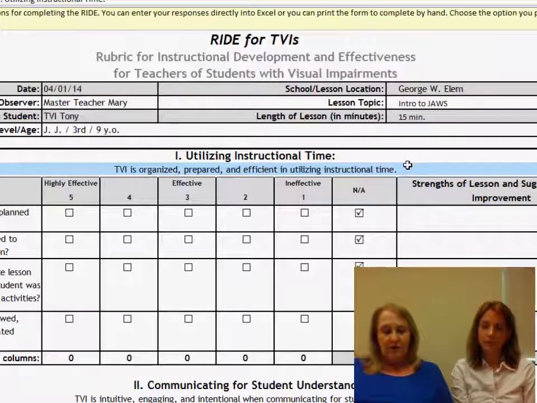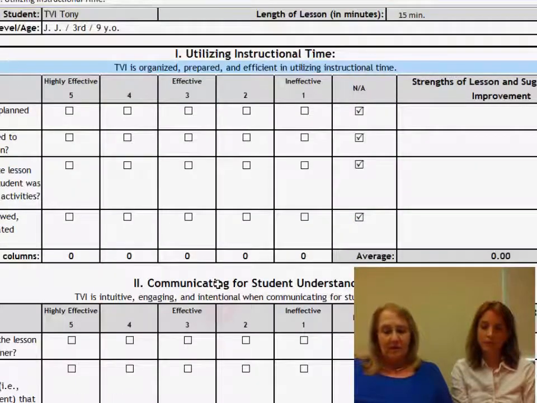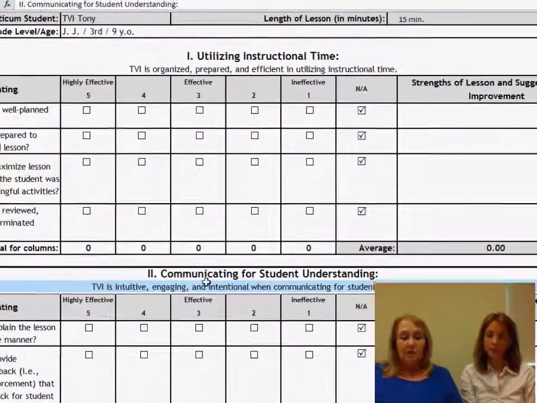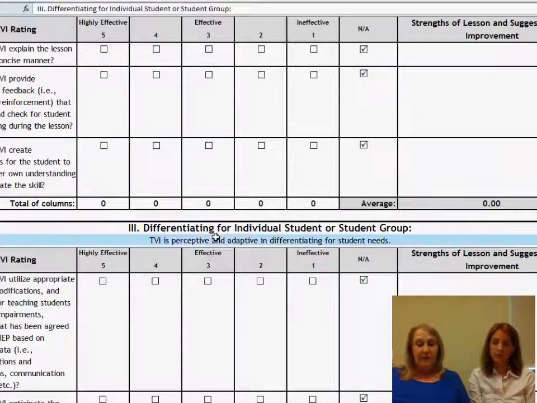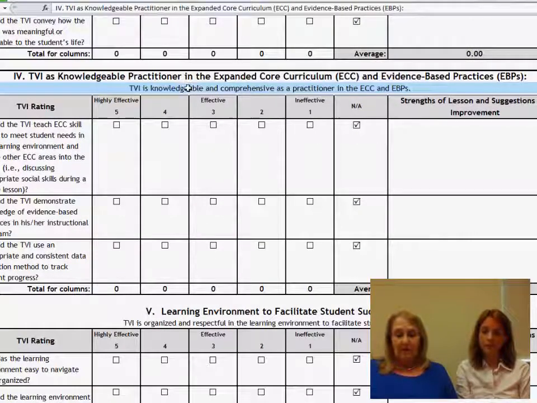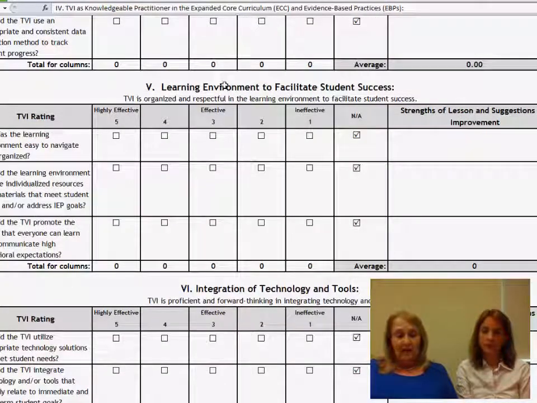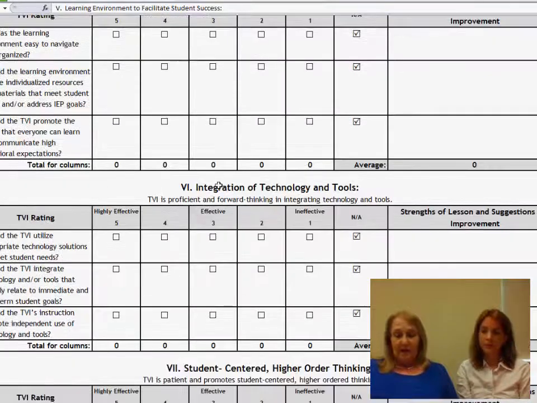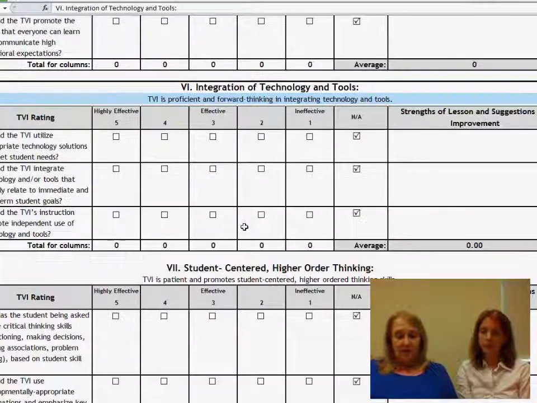And if you scroll down to the next page, the second area is communicating for student understanding. The third area is differentiating for individual, student, or group. The fourth area is TVI as a knowledgeable practitioner in the expanded core curriculum, ECC, and evidence-based practices, EBPs. The fifth area is learning environment to facilitate student success. The sixth area is integration of technology and tools. The seventh area is student-centered higher order thinking.